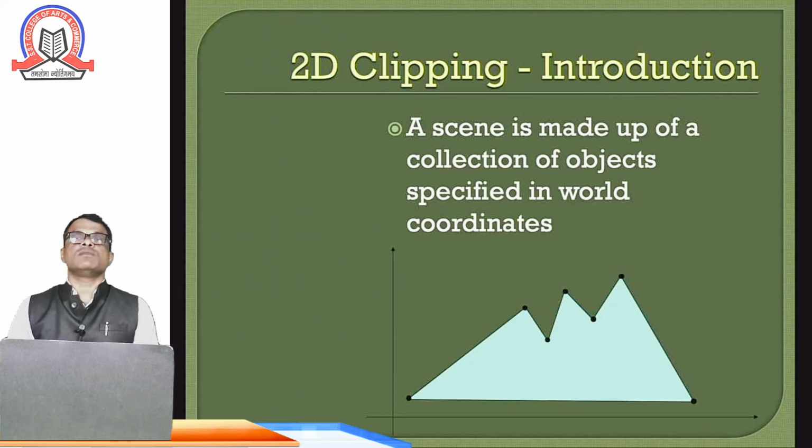First we will understand what is 2D clipping. A scene is made up of a collection of objects specified in world coordinates. So if we consider x and y axis, we can consider the following triangular figure as an object. This we can call a scene, and this scene we want to clip. So let's proceed to the next slide.